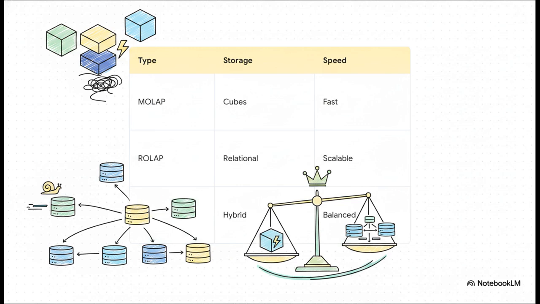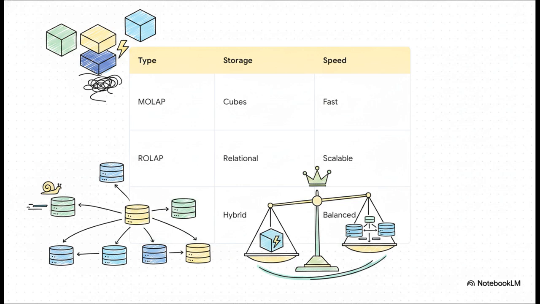Then you have ROLAP, or relational OLAP. It keeps data in standard relational tables and executes dynamic SQL. It is highly scalable and handles massive amounts of detail, but it can be a bit slow for instant dashboard loads, so a little too cold.